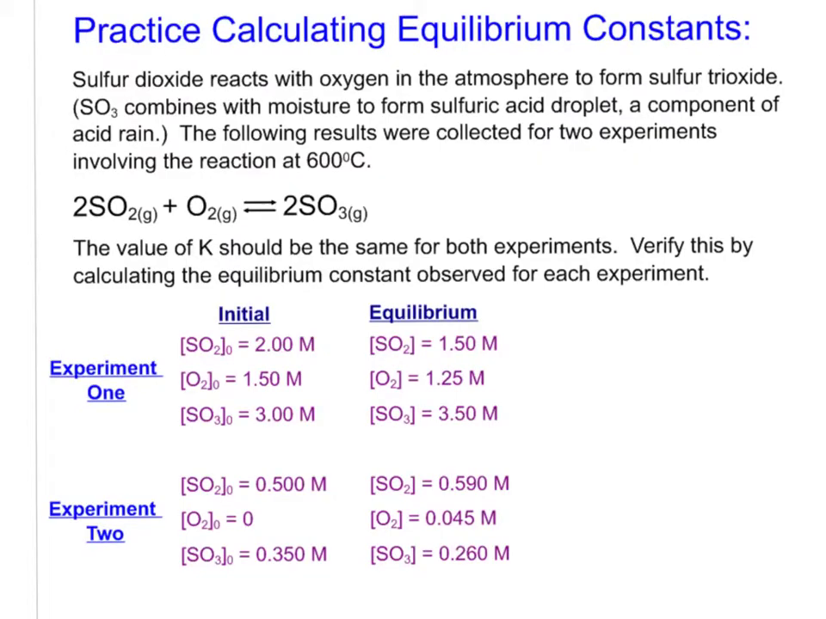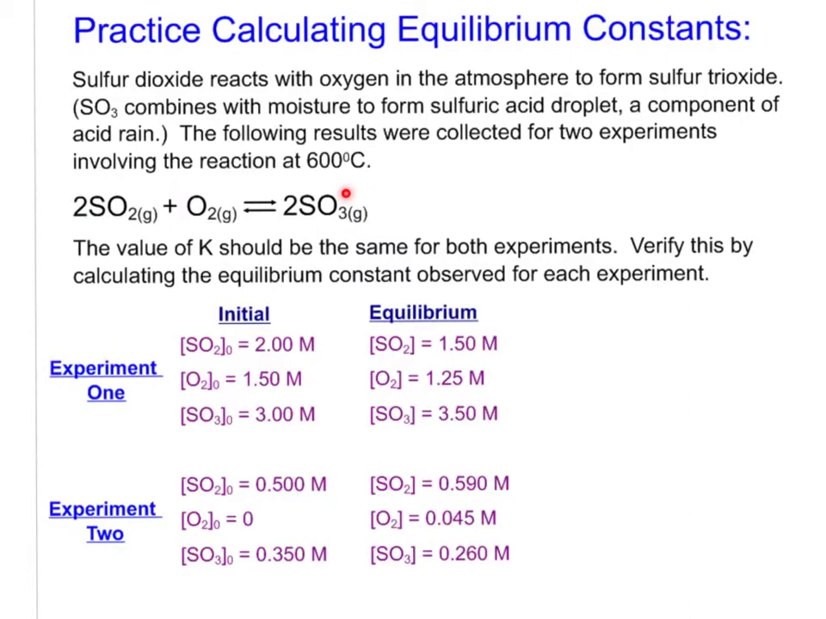So let's practice calculating an equilibrium constant. Here's a problem for us. Sulfur dioxide reacts with oxygen. Here I have sulfur dioxide and oxygen. They react in the atmosphere to form sulfur trioxide. Sulfur trioxide happens to combine with moisture to form sulfuric acid droplets, which is a component of acid rain.